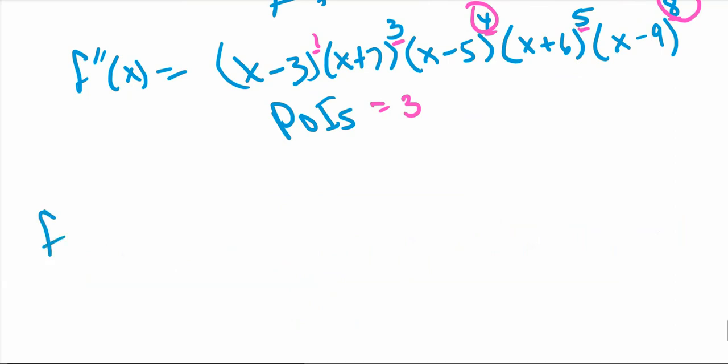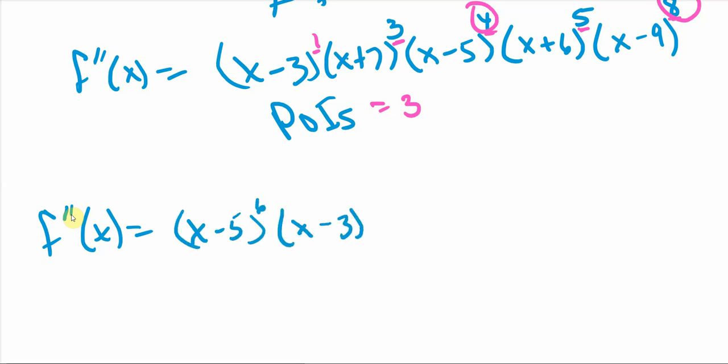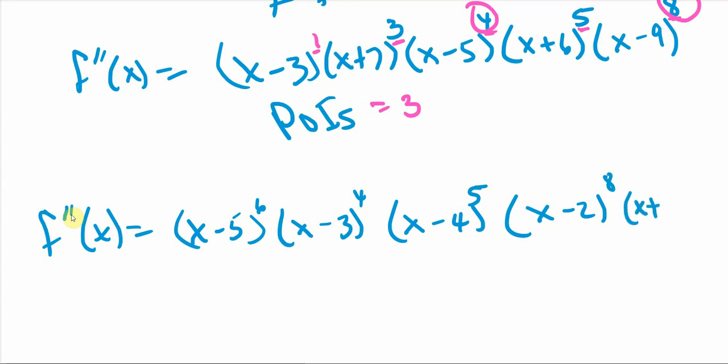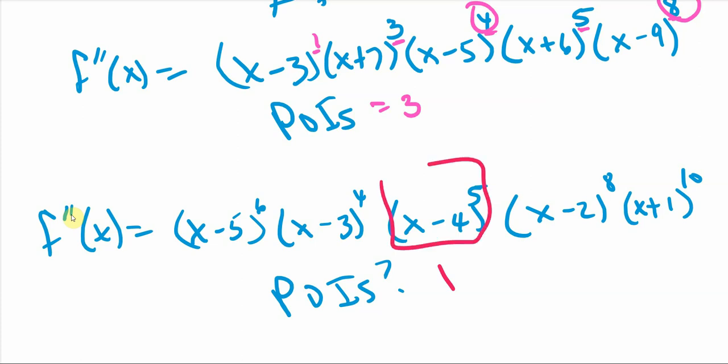just to make sure. F double prime of x is going to equal (x minus 5) to the 6th (x minus 3) to the 4th (x minus 4) to the 5th (x minus 2) to the 8th, and (x plus 1) to the 10th. How many POIs does this have? That's the question. And the answer is, I hope you're thinking and saying, oh my gosh, the answer is 1. And that is correct. I'm only going to have a POI at x equals 4. And that's it.